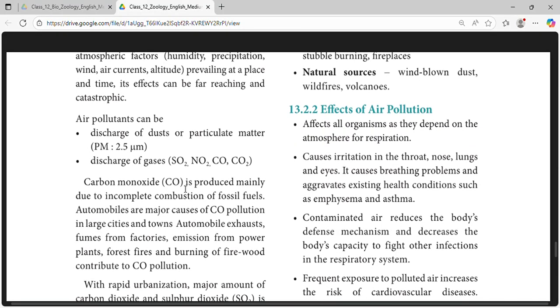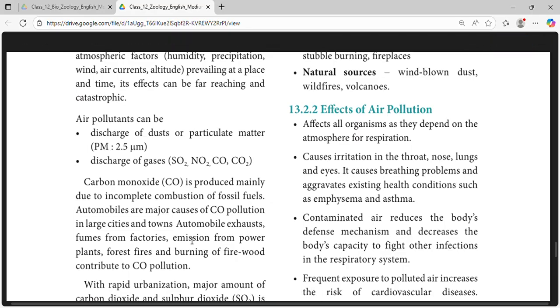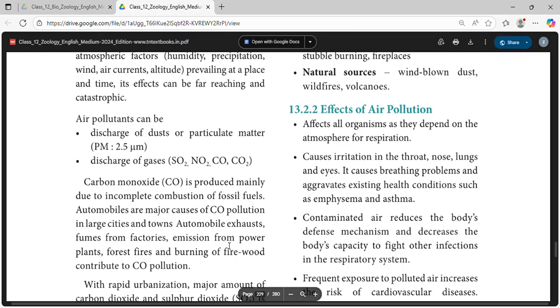Carbon monoxide (CO) is produced mainly due to incomplete combustion of fossil fuels. Automobiles are major causes of CO pollution in large cities and towns. Automobile exhaust, fumes from factories, emissions from power plants, forest fires, and burning of firewood contribute to CO pollution.